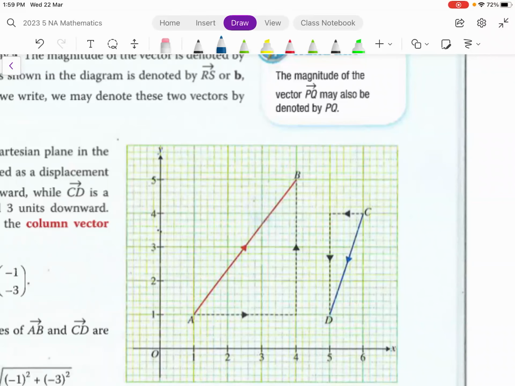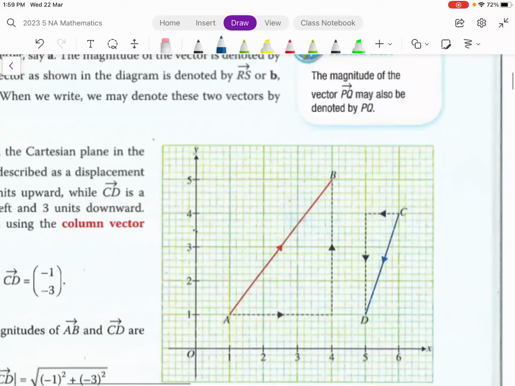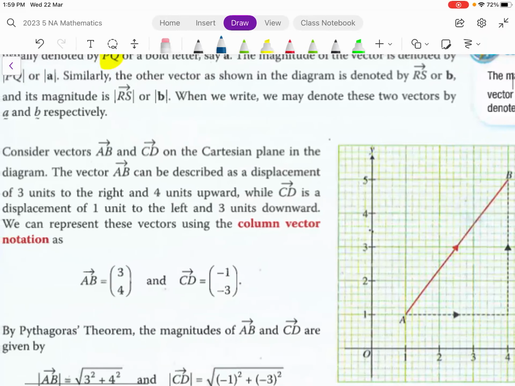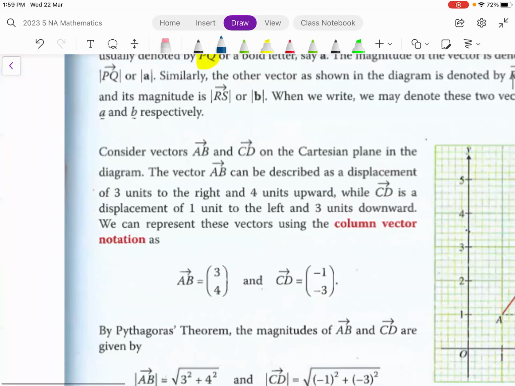So our vector AB is now described. Here's where you need to pay very close attention. AB is now described by 3 units to the right, 4 units to the top. Look at the notation, the way we write it. The vector AB is described by 3 units to the right, 4 units to the top. There are a few things you have to notice over here. What does this look like? Looks like a matrix, right? But it's not a matrix. It looks like a column matrix, but no, it's not a matrix. It is a way of writing our vectors.